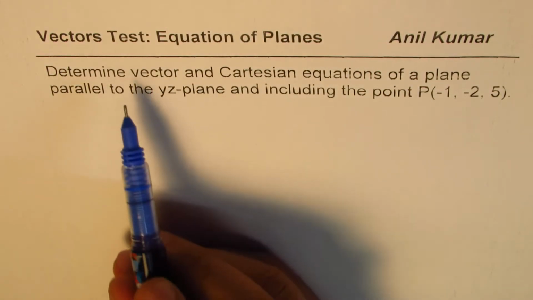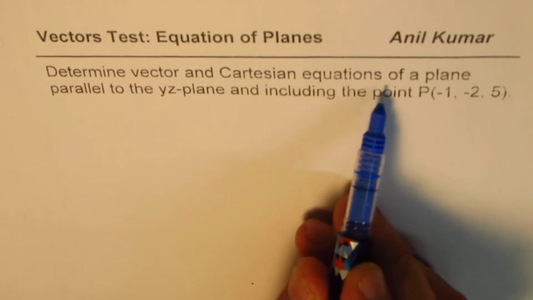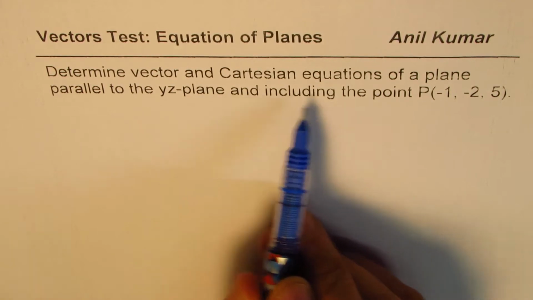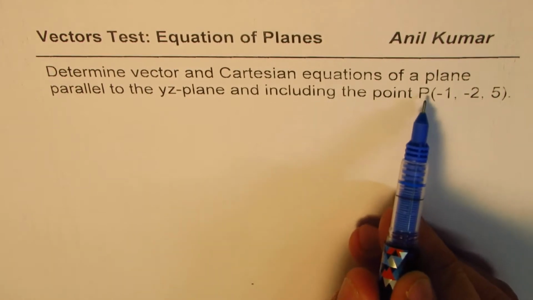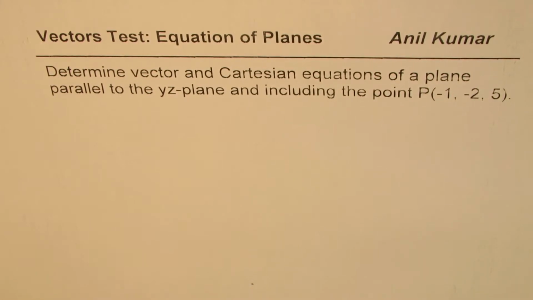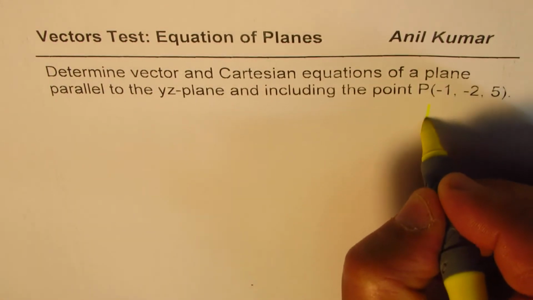The question here is, determine vector and Cartesian equation of a plane parallel to YZ plane and including the point P, which is -1, -2 and 5. You can always pause the video, answer the question, and then look into my suggestions. Now when we say parallel to YZ plane, it means what?